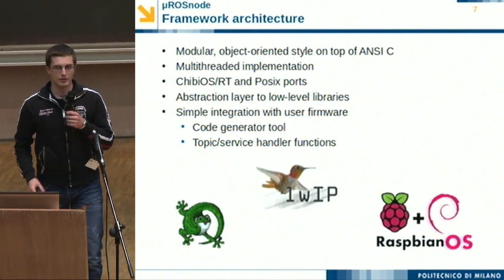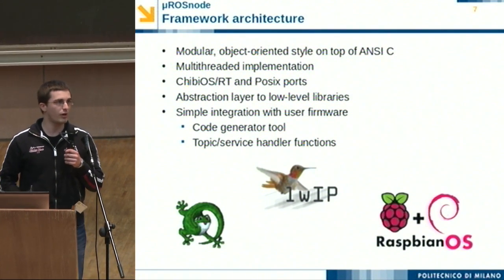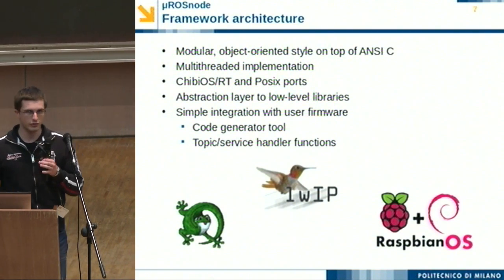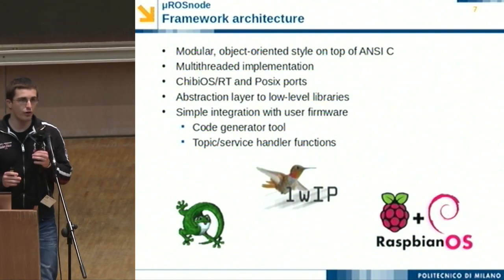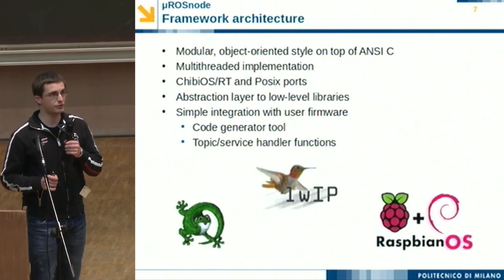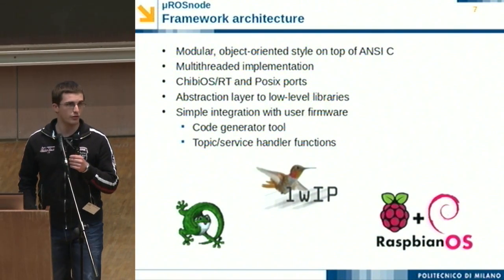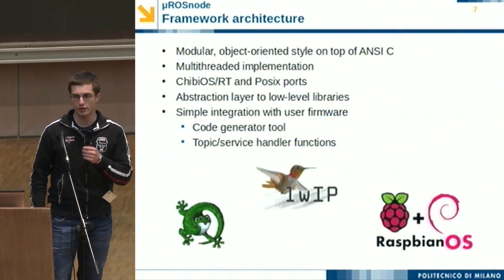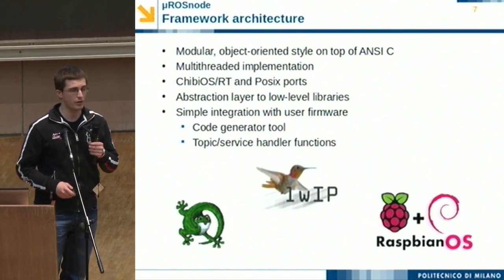uROSnode is written as a modular communication framework. We try to apply an object-oriented style on top of ANSI C so that it is easier to maintain, I think. We focused very hard on multi-threading so that we can use a generic operating system like POSIX or a real-time operating system like ChibiOS, which is often used in embedded systems.